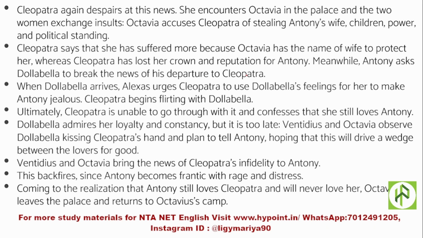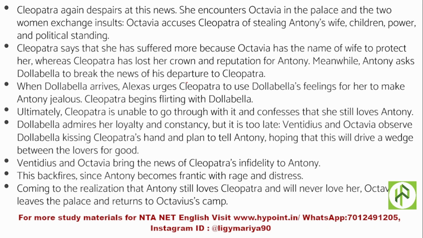What happens when Octavia accuses Cleopatra that you have stolen my husband, the right of the children, power, political standing, everything from him? Now in return, Cleopatra says that simply because you have this title of wife, I have suffered more, because I lost my crown, I lost my reputation as a woman for Antony. So while this was happening, meanwhile, Antony asked Dolabella to break the news of his departure to Cleopatra. Now Antony decided that he is going to leave Cleopatra.